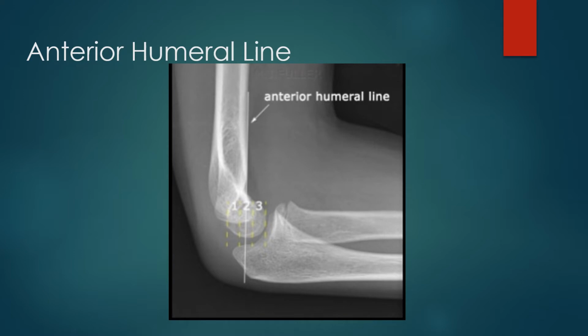The first one is the anterior humeral line. It's a line drawn along the anterior surface of the humeral cortex in a vertical direction. It should normally pass through the middle third of the capitellum.